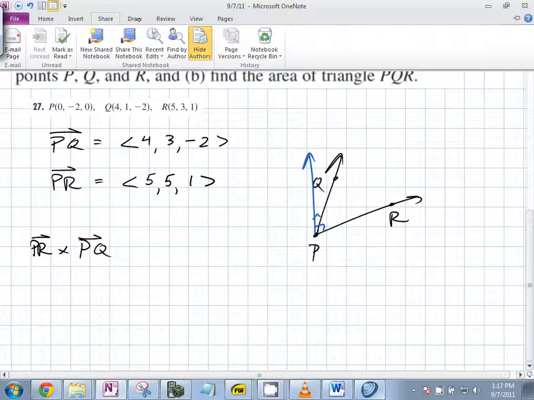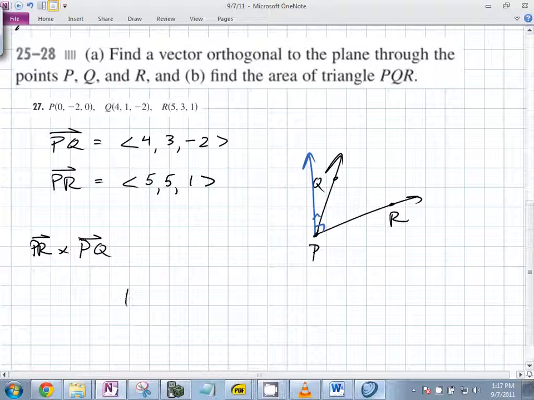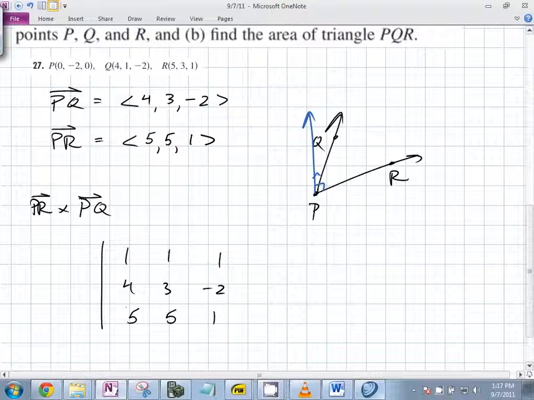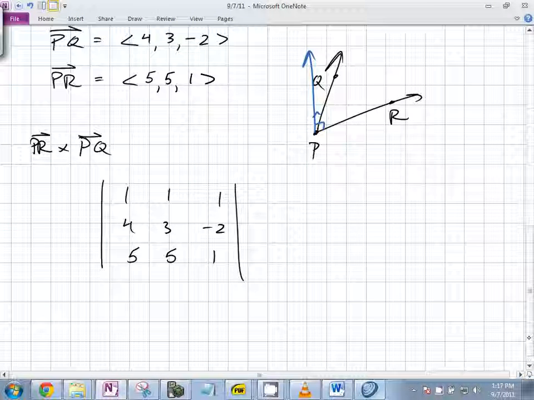And you're going to do this a bunch of times. So 1, 1, 1. And again, which should I do? 4, 3, -2. Does it matter which row I write? It does. So let's see which one this comes up with. So what's this going to be?